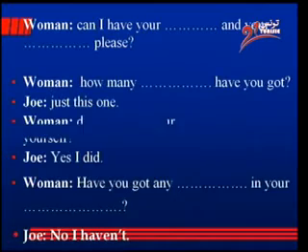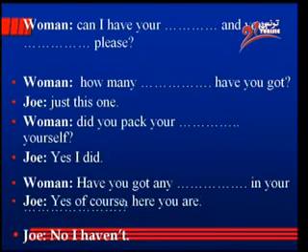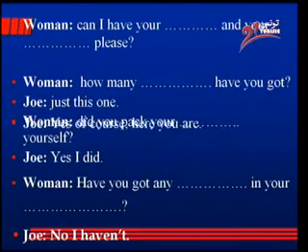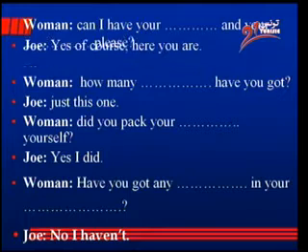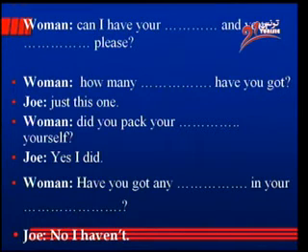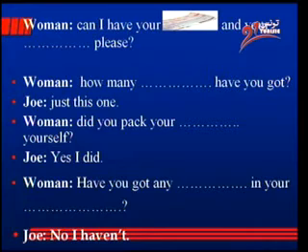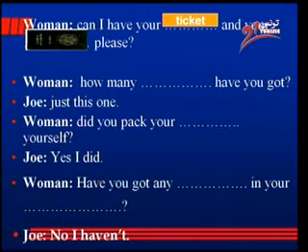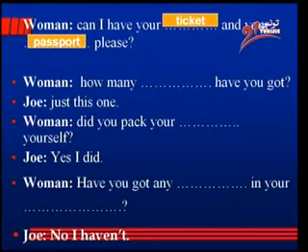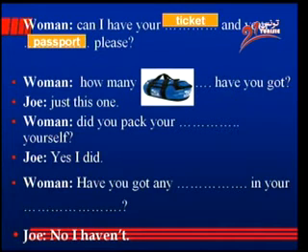The woman says, "Can I have your and your, please?" What does the woman ask for? Normally, she asks for a ticket. This is the picture of a ticket. And for a passport. This is the picture of a passport. The woman says also, "How many have you got?" "Just this one."